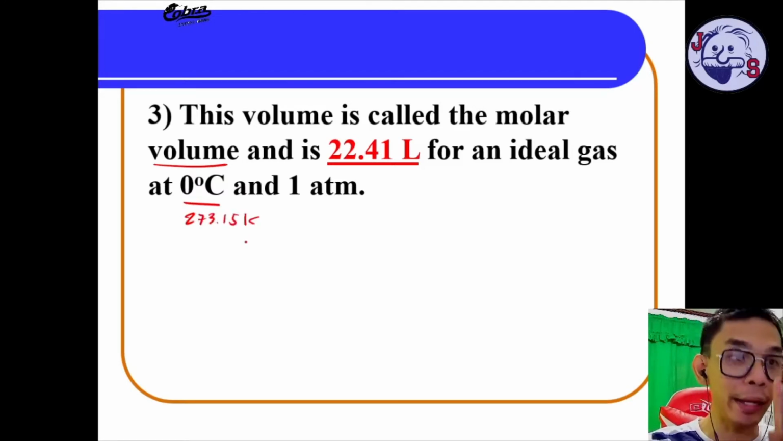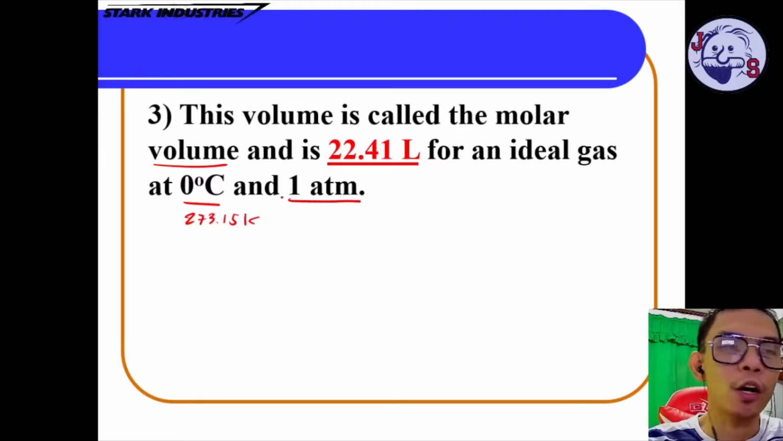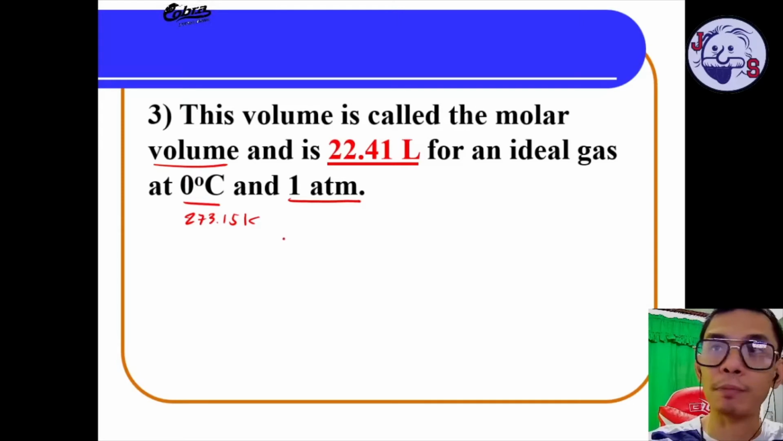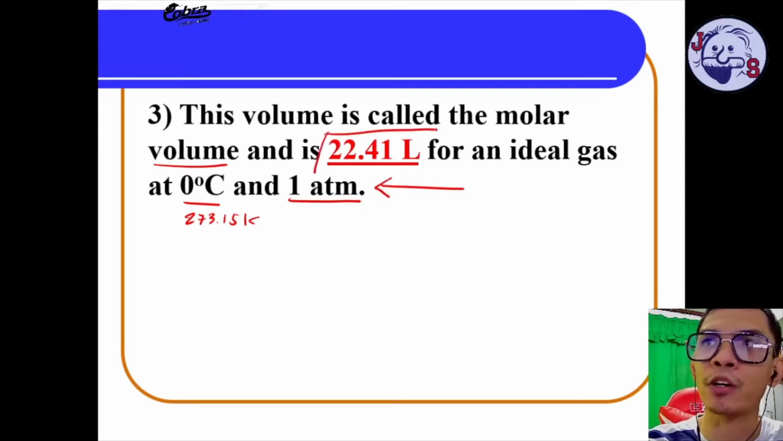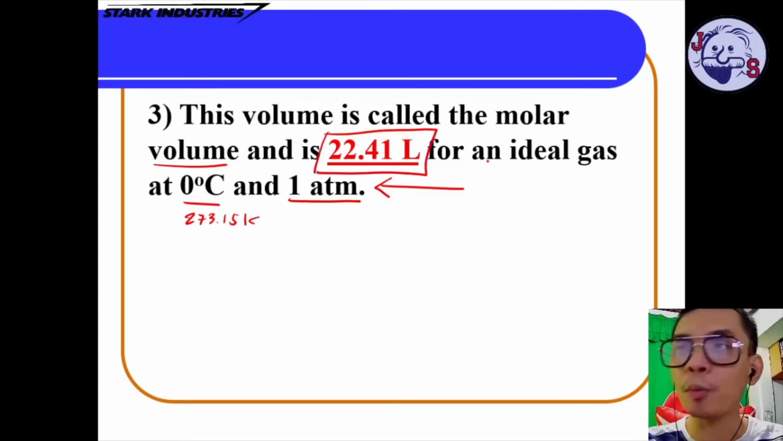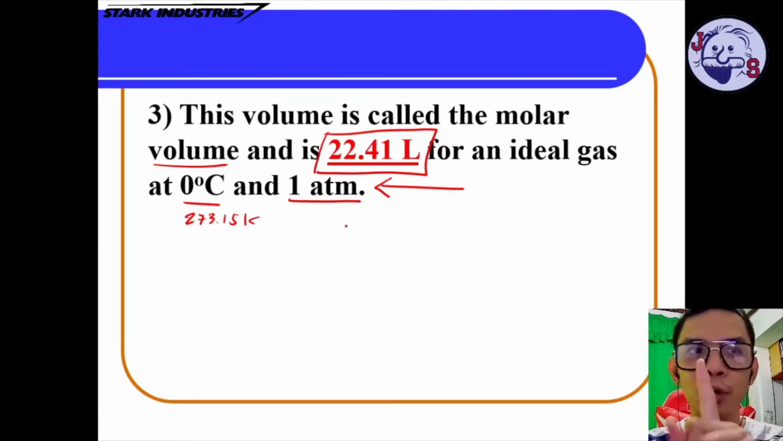Now, this molar volume is constant if the temperature is at 0 degrees Celsius or 273.15 Kelvin and the pressure is 1 atmosphere. Not only 1 atmosphere, it can be 760 millimeters of mercury, 101.325 kilopascals, something like that. These two must be constant in order to have a constant molar volume. So that is 22.41 liters in 1 mole.